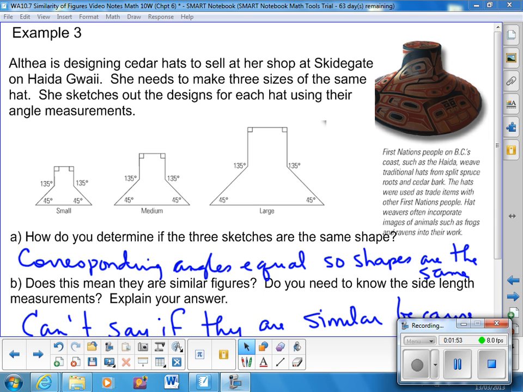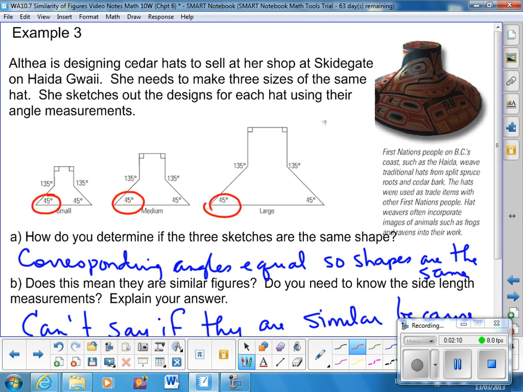Alita is designing cedar hats to sell at her shop. She has 3 different sizes of hats, and she wants to determine if these 3 sketches are the same shape. Well, the corresponding angles are equal, so they are the same shape. So here, this bottom one is 45, 45, and 45. This outside angle is 135, 135, and 135. Okay, so they are the same shape, but does this mean that they are similar figures?